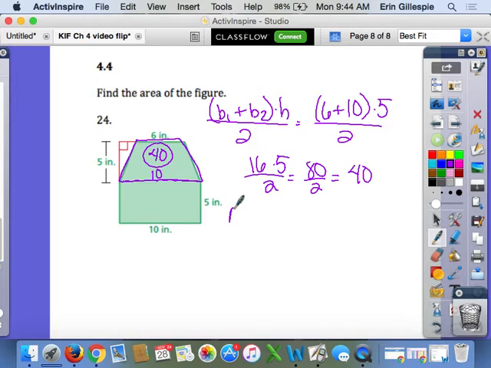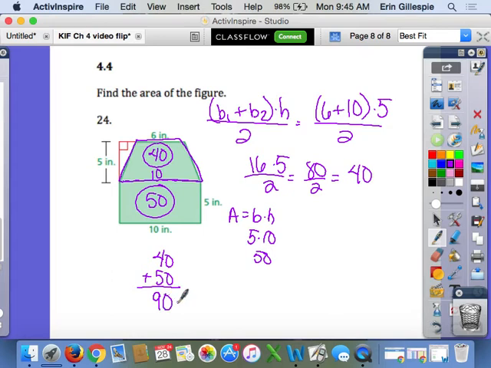Rectangle should be easy, because that's just base times height. And I can see that my base and height are 5 and 10. So 5 times 10 is 50. So that's the area of my rectangle. Remember, composite shapes, you add the areas together. So 40 plus 50 means my composite area is 90, and I need my units inches squared. And that's our keeping it fresh.